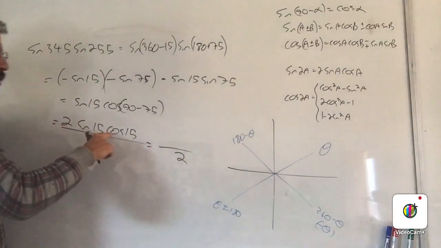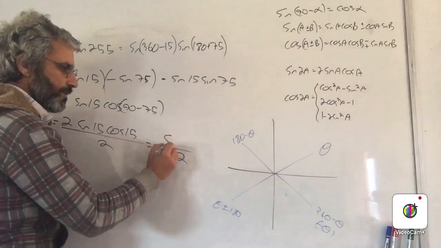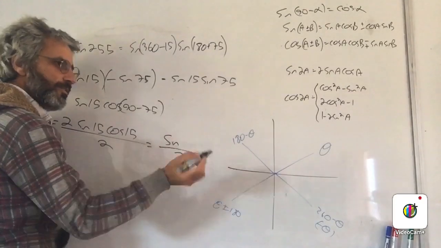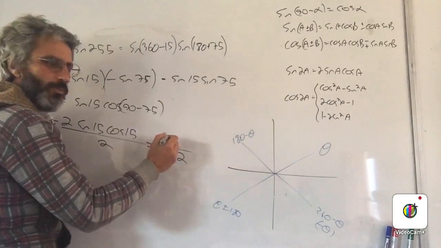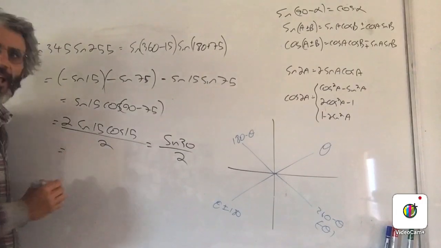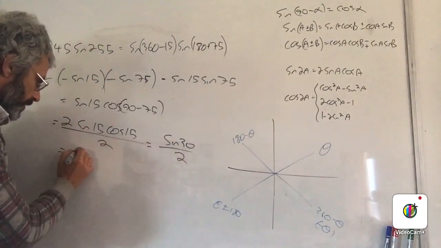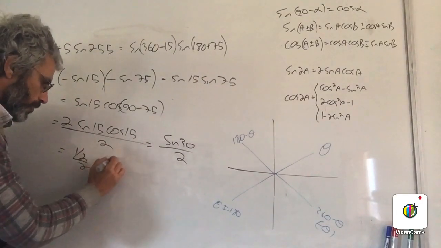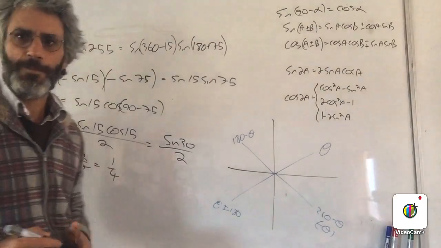2 sine 15 cosine 15. Sine 2 times 15, in other words, can we skip sine 30? Can you see? And it's one over 4, and that's a special angle. Eugene, you're absolutely right, it's a half divided by 2, it's a quarter. The answer is a quarter.